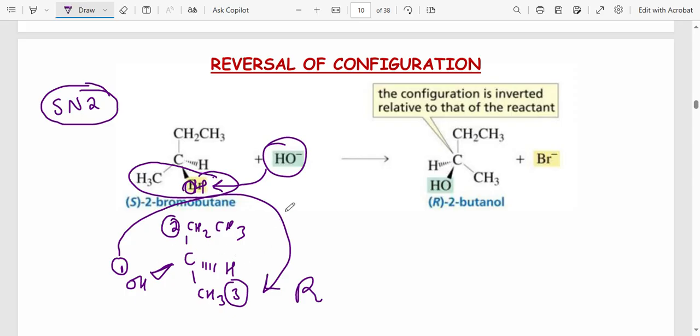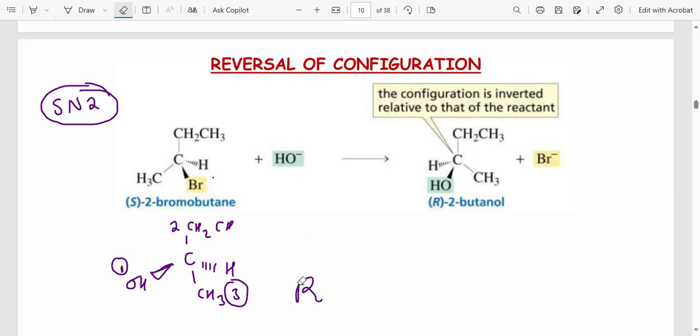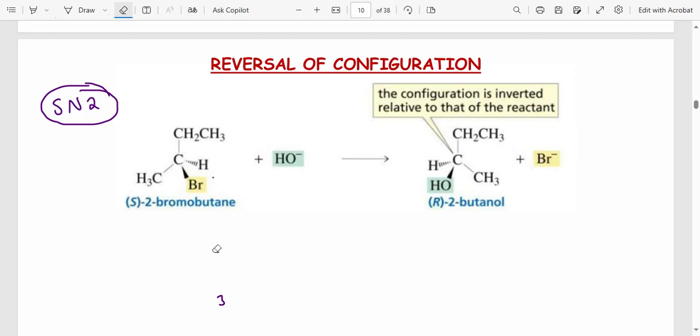You just swap any two groups. Okay. Especially those two groups which have got priority. In case I swapped two groups and then it didn't give me the R configuration, I would have swapped other two groups until it gives me that configuration, the opposite. So make sure that there is reversal of configuration after an SN2 reaction. I hope we've gotten that. That is very important.